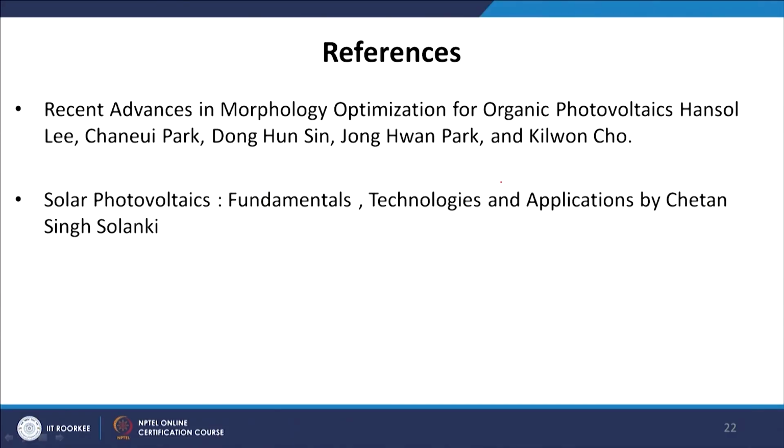There are a lot of research papers or review papers on the morphology optimization, and there are some books also. Recent advances in morphology optimization for organic photovoltaics by Kilwon Cho is a very important reference. Similarly, for a more fundamental understanding you can refer to the solar photovoltaics book by Chetan Solanki. But there are also a lot of excellent review papers and research articles on morphology optimization.